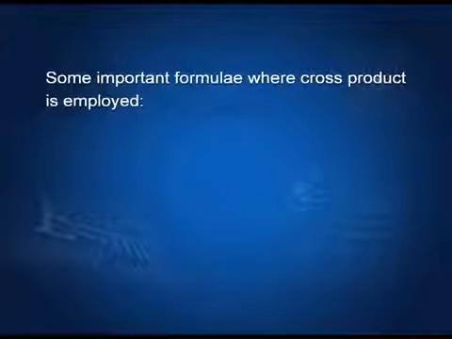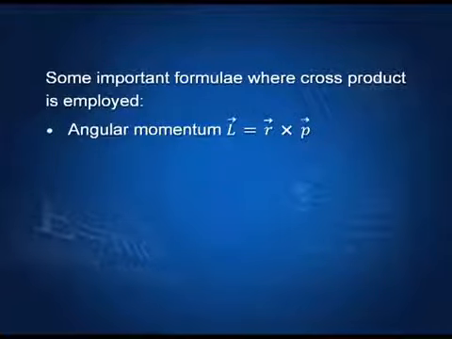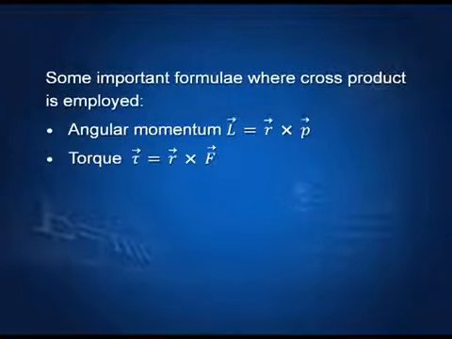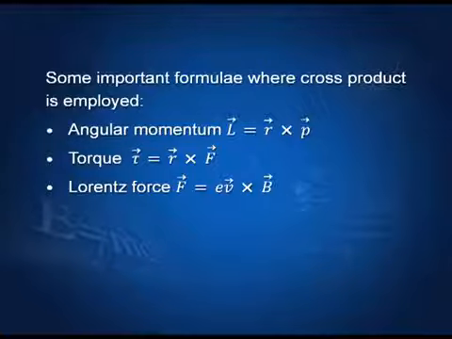Some important formulae where the cross product is employed in physics are angular momentum, which is the product of the position vector r and the momentum vector p: angular momentum vector L is equal to r cross p. Torque is equal to the cross product of the position vector r and the force vector applied. The Lorentz force is F equal to q v cross B, where q is the charge, v is the velocity of the charged particle, and B is the magnetic field in which the charged particle is moving.